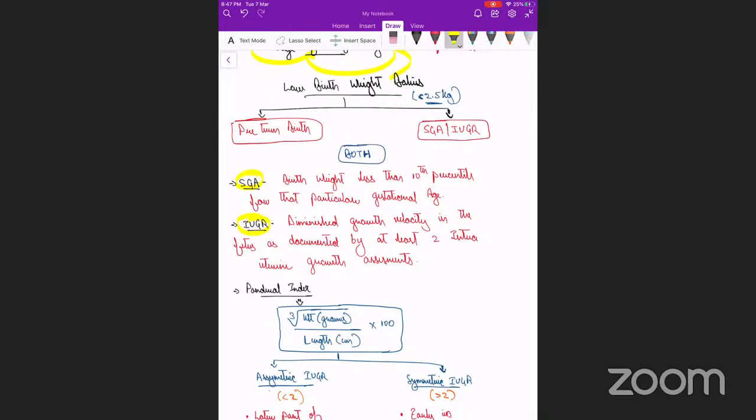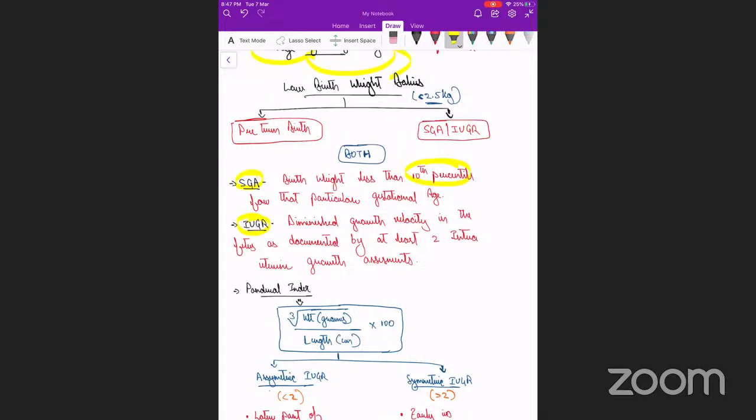Fine. So what is the difference between SGA and IUGR? SGA babies, the definition we already saw, that is birth weight less than 10th percentile. It means that for that corresponding gestational age, birth weight of the baby is less than 10th percentile. So this is SGA babies. What is IUGR babies? IUGR babies are the ones that are determined by the scans which are done in the 3rd trimester, correct? We do something called a growth scan, correct?